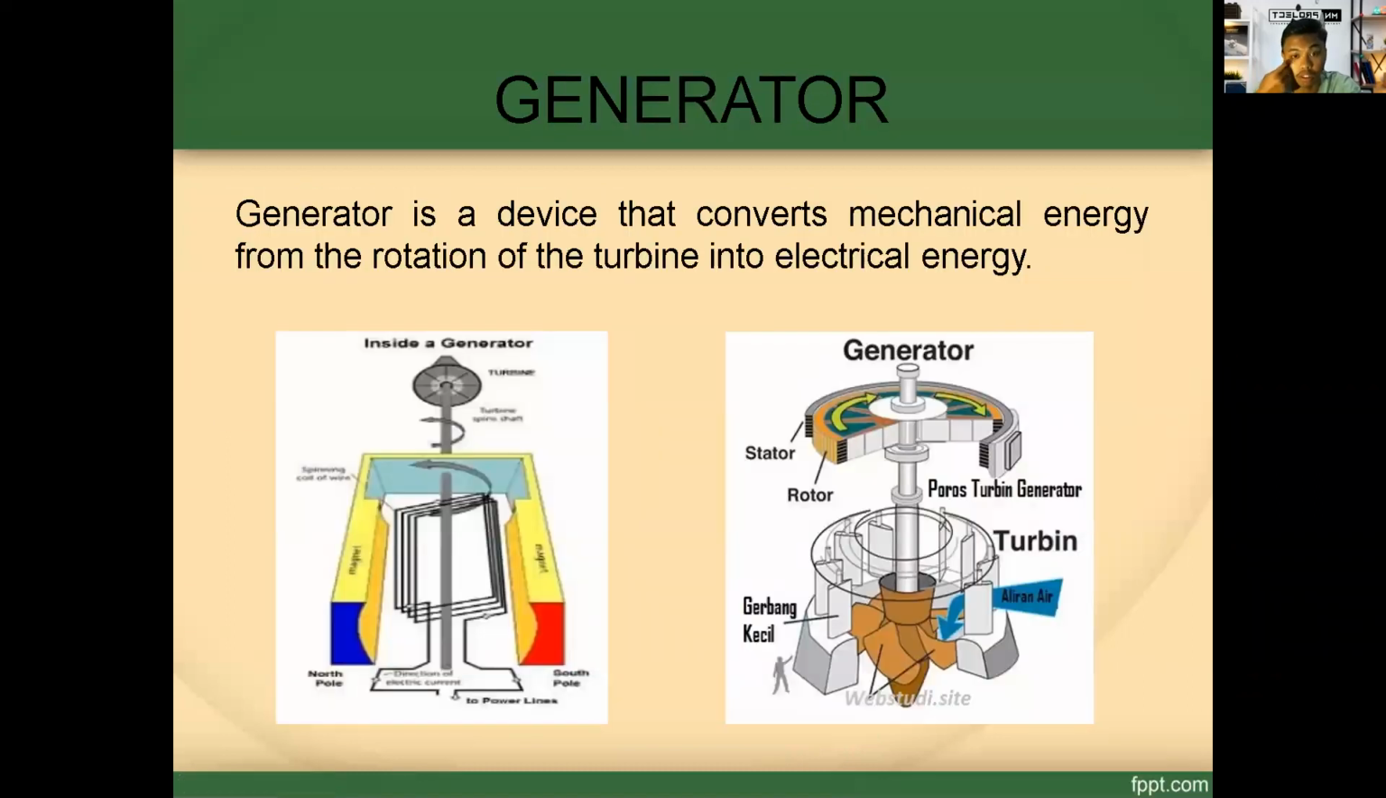Next, generator. Generator is a device that converts mechanical energy from the rotating turbine into electrical energy. The generator is connected to the turbine through rotation gears so that when the turbine blades rotate, the generator also rotates. The generator then converts the mechanical energy from the turbine into electrical energy. A generator in hydropower works just like other power generators.